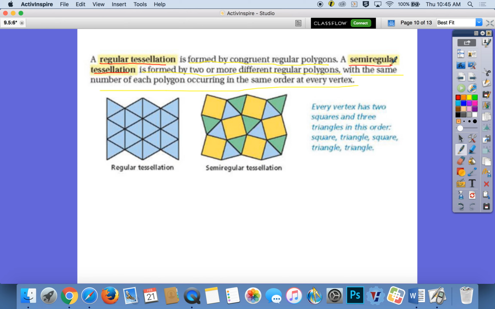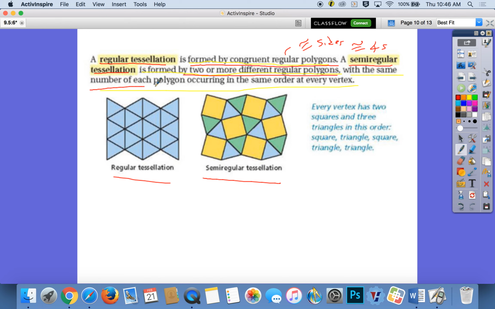A regular tessellation is formed by congruent regular polygons. Remember, a regular polygon has congruent sides and congruent angles, okay? An equilateral triangle, for example. So this is your regular tessellation. These are all the same shapes, and they're going to be all congruent sides and congruent angles. If you guys look at this, this is a semi-regular tessellation. It's formed by two or more different regular polygons. Okay, so these guys are all going to be regular quadrilaterals, and these guys are going to be all regular triangles. So it's going to be semi-regular.